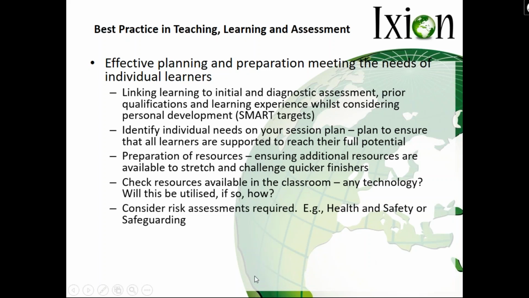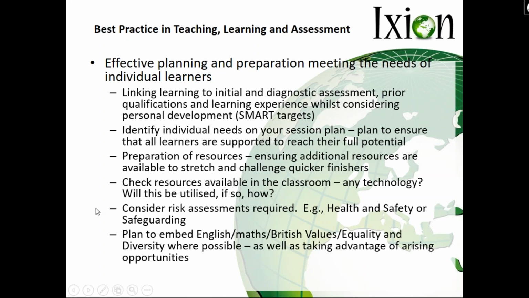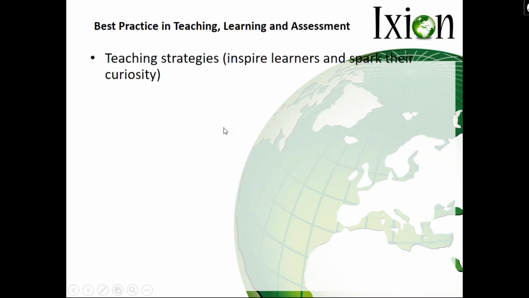Check your resources that will be available in the classroom. Is there any technology available? How will it be utilised, if so? Also consider risk assessments required. So, for example, health and safety risk assessments or safeguarding risk assessments. In order to embed your English and maths, British values, equality and diversity, and also employability skills, where possible, you need to be planning to do that, as well as taking advantage of arising opportunities as you go along.